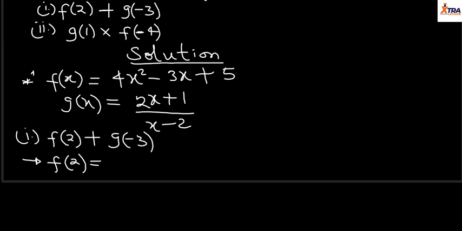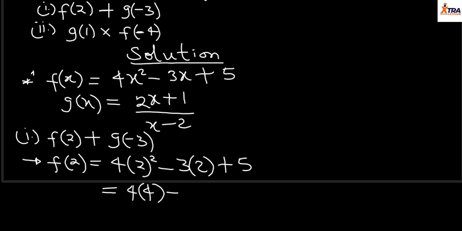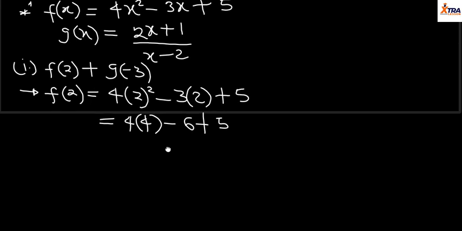So what do we do here? We just have 4 into brackets 2 squared, minus 3 times 2, plus 5. Simplifying this, we have 4 times 4 minus 6 plus 5. This will give us 16 minus 6 plus 5, ultimately giving us 15. So this is f of 2.